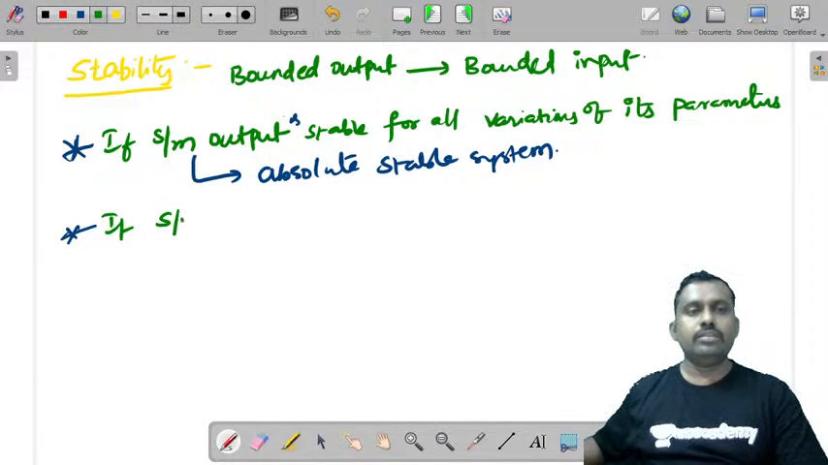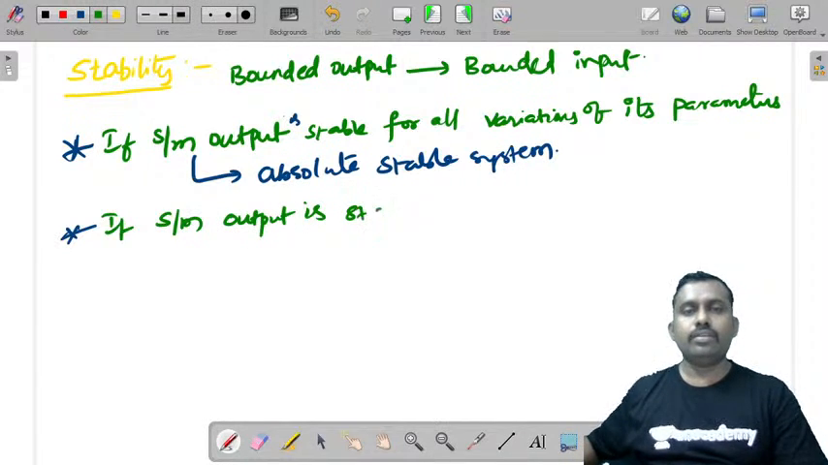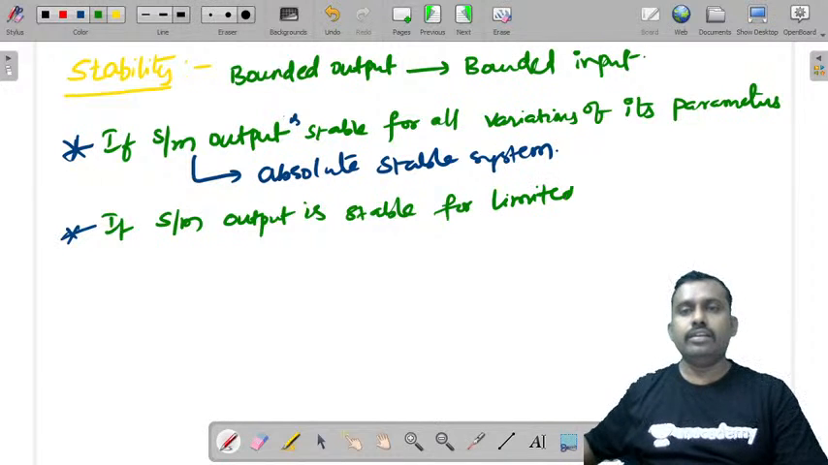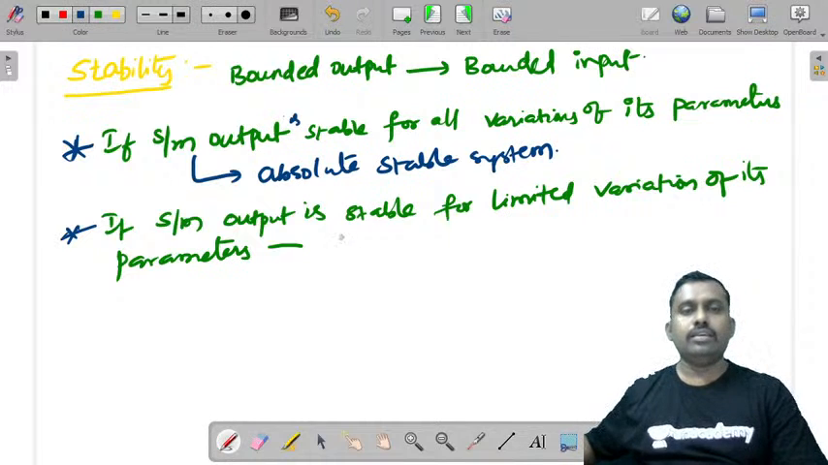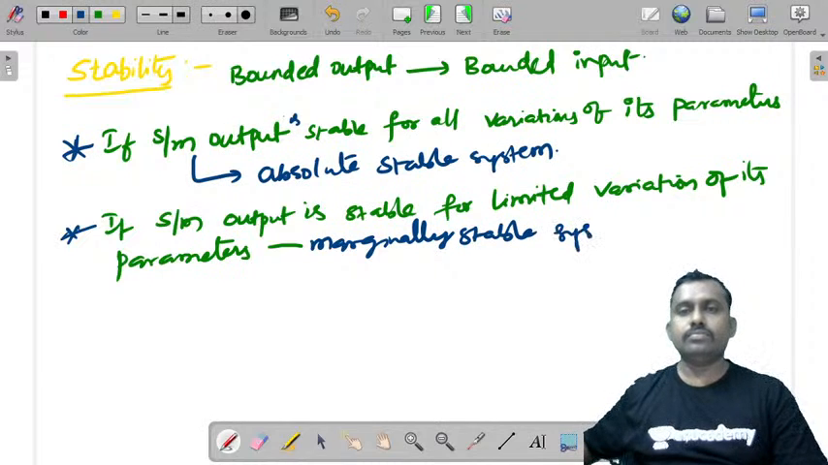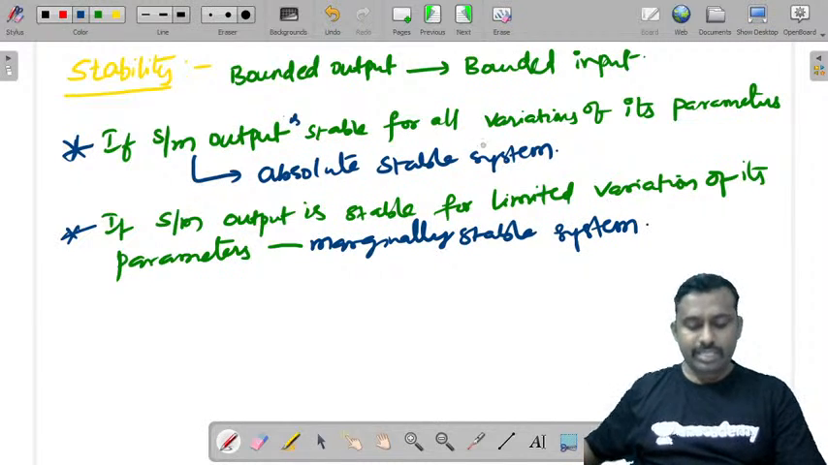If the system output is stable for limited variation of its parameters, then it is called a marginally stable system. I'll give you some examples.